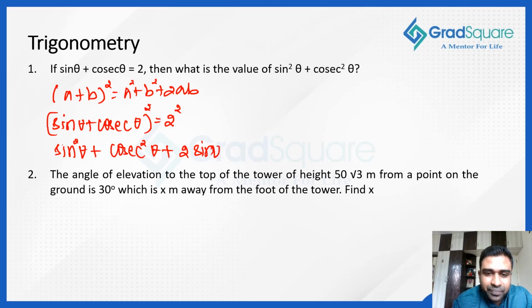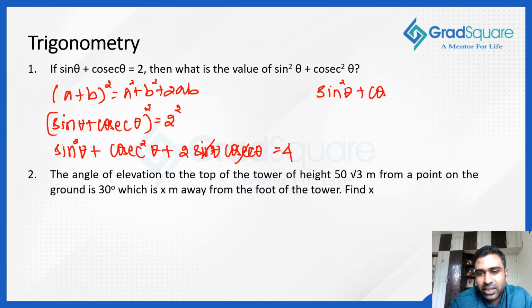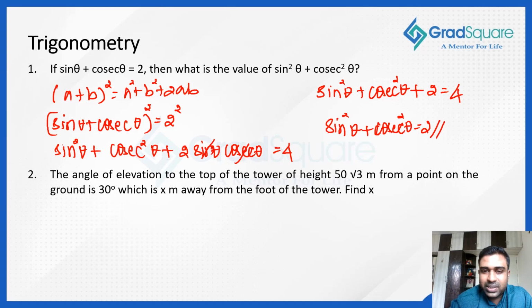theta cosecant theta. I know that cosecant theta is the reciprocal of sine theta. So sine theta cosecant theta gets cancelled. So I am ending up with sine square theta plus cosecant square theta plus 2 is equal to 4. So sine square theta plus cosecant square theta will be equal to 2. So that is what is being questioned here. So the value of sine square theta plus cosecant square theta is 2.